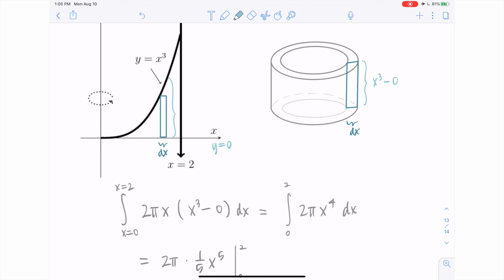Remember, you use the shell method just like you'd use disk or washer, except you use it when you want to revolve around one of the axes but use the other variable. So if you want to revolve around the y-axis but you want to use x, you can use shell. Or if you want to revolve around x but you'd like to use y as the integration variable, you can use the shell method.